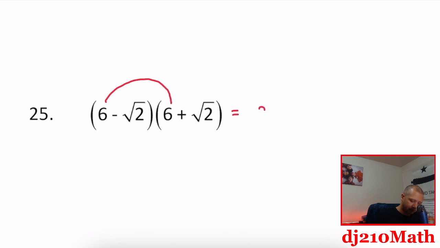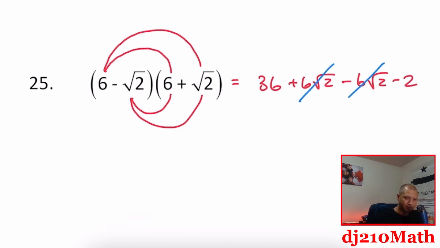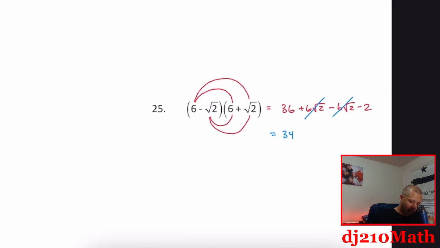6 times 6, 36. 6 times root 2 plus 6 root 2. Right, when you're multiplying, this would be minus 6 root 2. And this would be minus 2. All right, combining like terms. These cancel. 36 minus 2, 34. Little FOIL action.